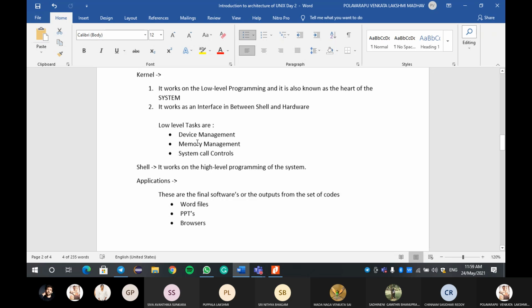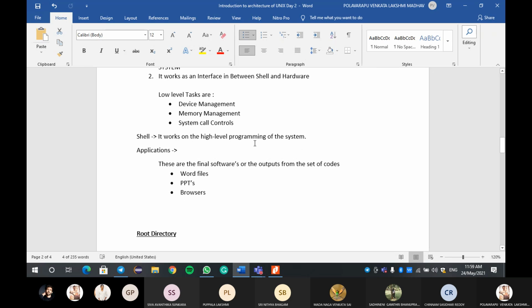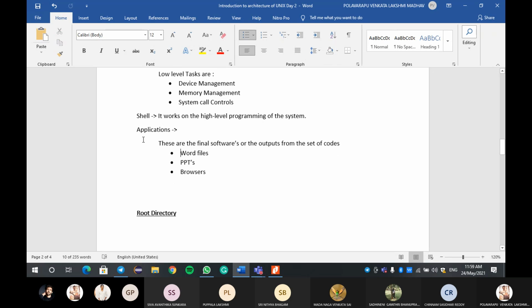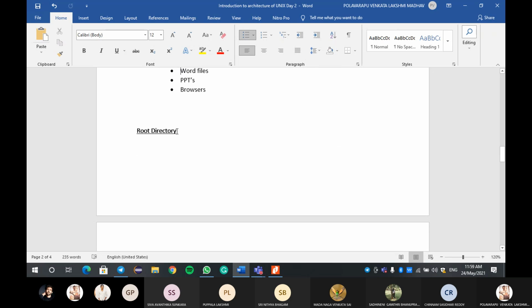This is done with the help of the kernel. And then shell works on the high level programming of the system. These are the commands given by the user. Then applications: if we need to open a Word file in Unix, we need to write some command or code in the command prompt. For the Word files, PPTs, browsers, and whatever is required, we need to pass some commands in the command prompt to access those applications.